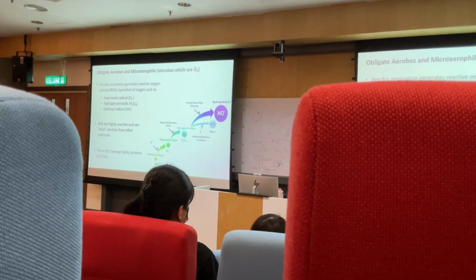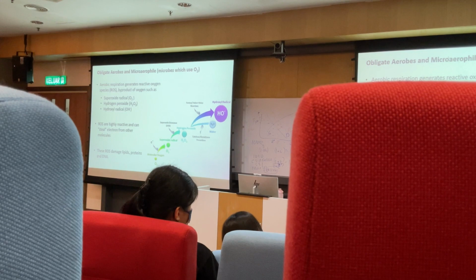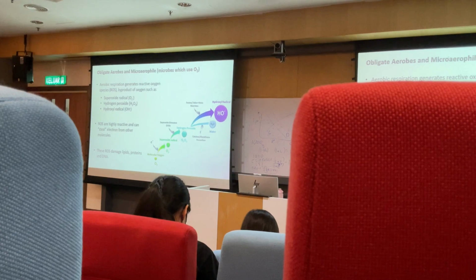Then you can use catalase or glutathione peroxidase to change it into water, or it can undergo another pathway called the Fenton pathway, or the Haber-Weiss pathway, and generate hydroxyl radicals. So all these are ROS.